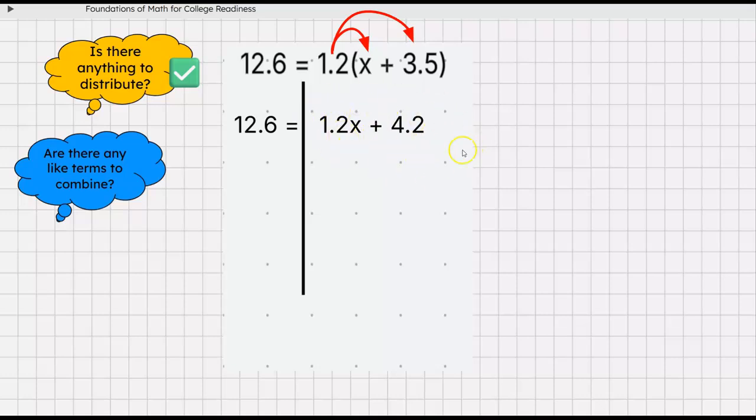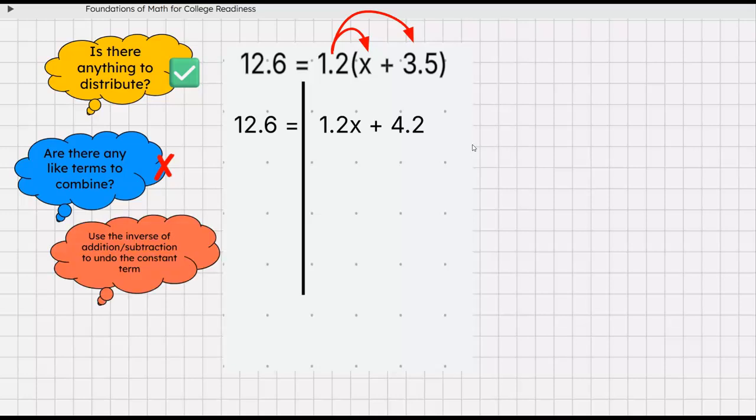Any like terms over here? No, there are not. So we're going to skip this step and go straight to solving. So look at the constant term. Use the inverse of addition or subtraction to undo the constant term. So we have a plus 4.2 on the same side as the variable. So we need to subtract 4.2 from both sides. When we subtract 4.2 from both sides, we end up with 8.4 equals 1.2x.